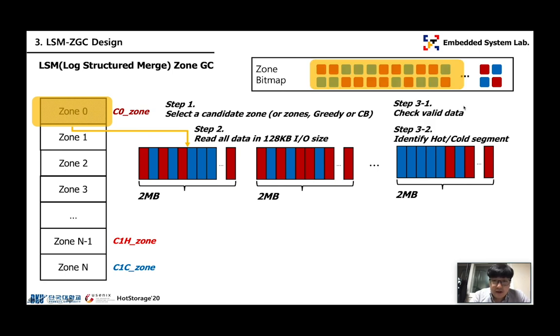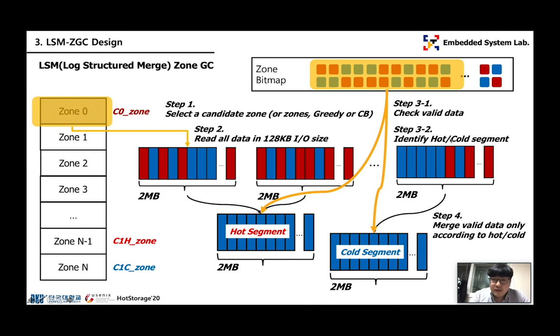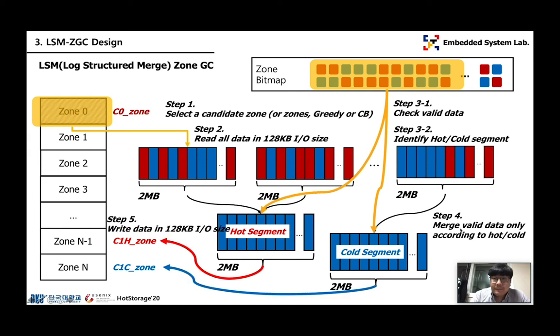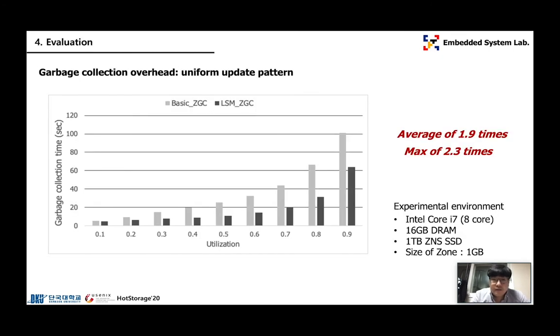In step 3, the LSM scheme identifies hot or cold segments based on the amount of valid data in a segment, as discussed in the previous slide. Then in step 4, merge valid data according to hot or cold, and finally the cold data is inserted into the C1C zone while the others go into the C1H zone. This step looks like the log-structured merge algorithm, so we name our scheme LSMGC. Now let's talk about the evaluation results.